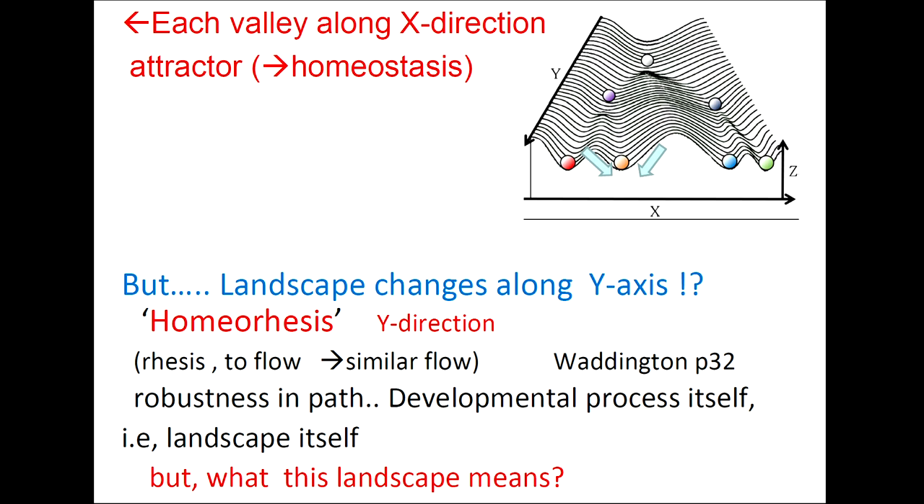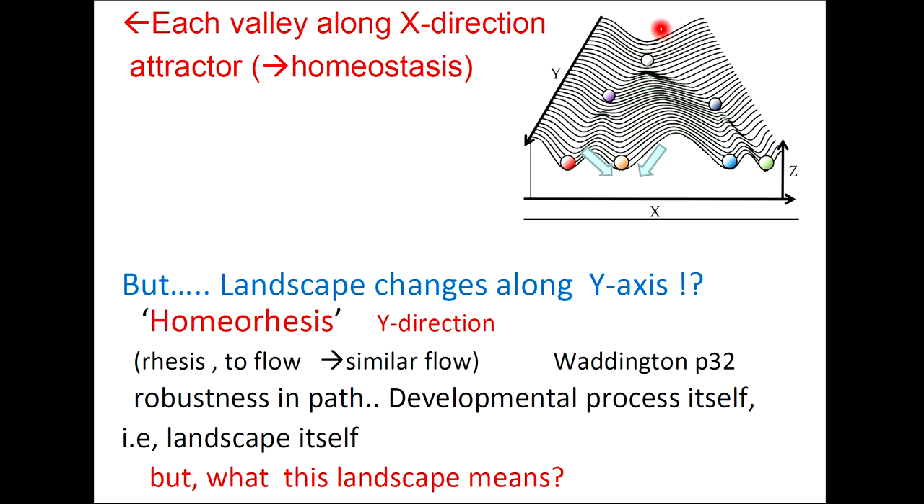Also, Conrad Waddington introduced the term homeorhesis. That is not familiar to most people, I think. There is a famous term, homeostasis, that is robustness of the state, which is well known. But he introduced the term homeorhesis. And rhesis in the Greek term, is it Latin? I'm not so sure, I think it's Greek. It means similar flow. So homeorhesis means similar flow, where rhesis is flow.